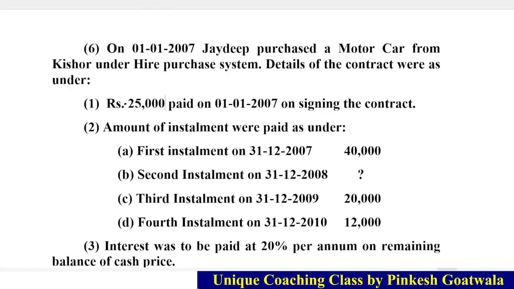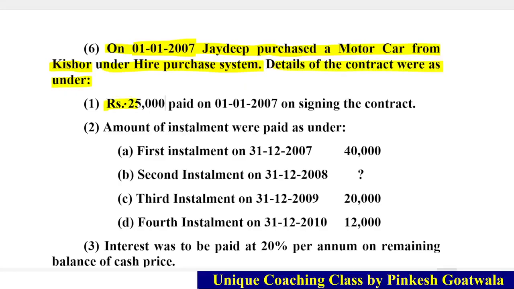Now today we are going to solve sum number 6 in this chapter. So let's start. On 1/1/7, Jaideep purchased a motor car from Kishore. So here Jaideep is a buyer and Kishore is a seller. So Jaideep purchased a motor car on 1/1/7 under the hire purchase system. Details of the contract were as under.